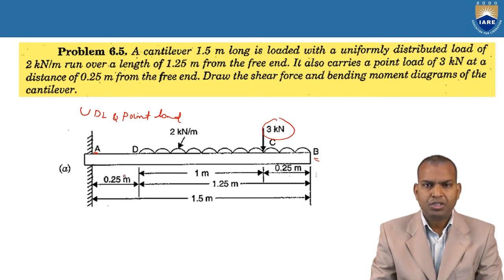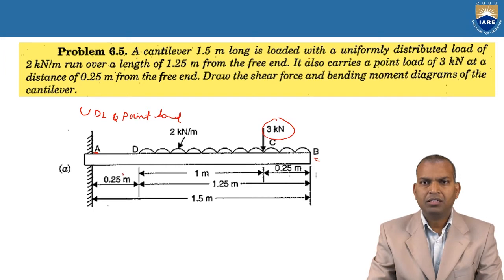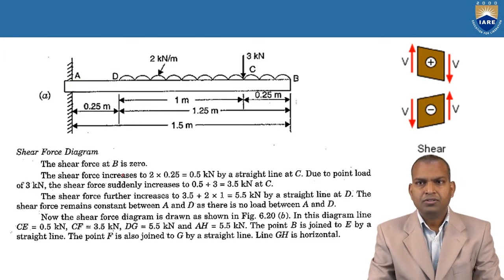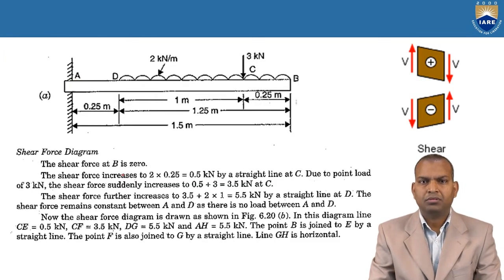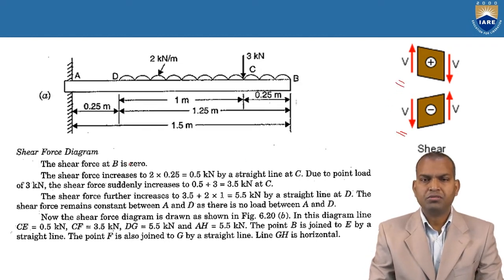So how to solve this problem whenever a combination of UDL and point load acts on a cantilever beam? Let us see. First we have to calculate the shear force. You can see these are the sign conventions. If you mark a sign convention, you can understand better, and there is no confusion. Both positive and negative shear force sign conventions.